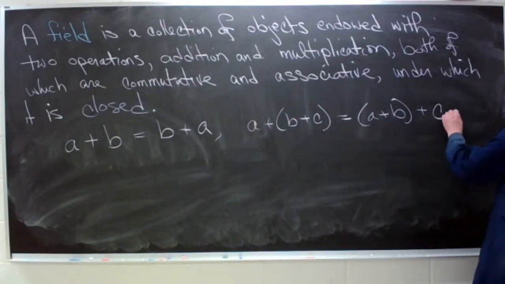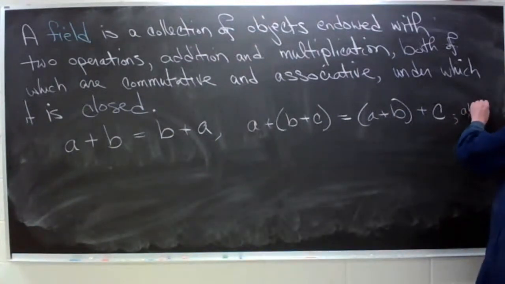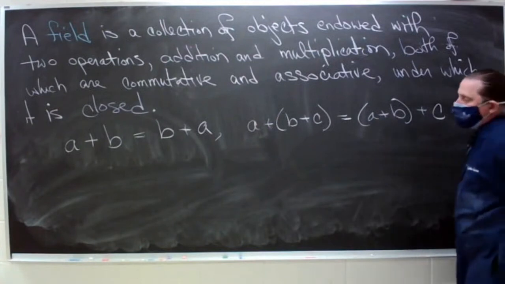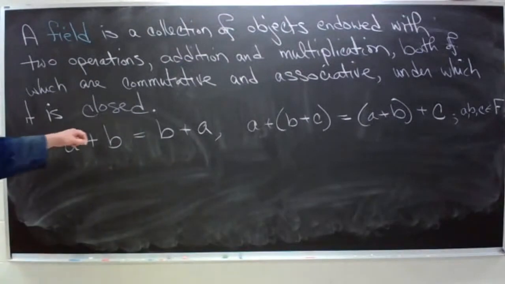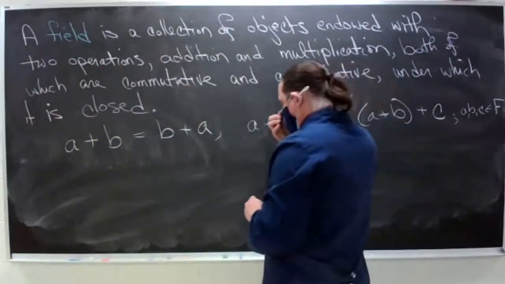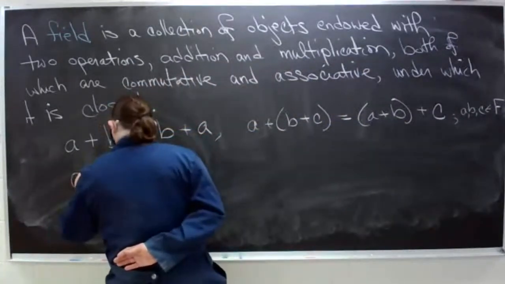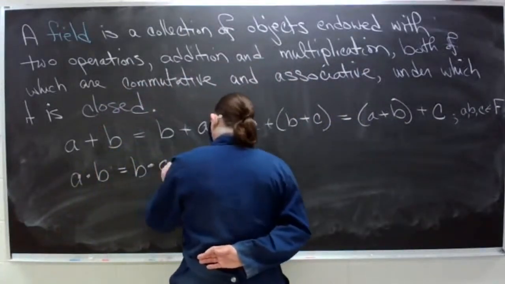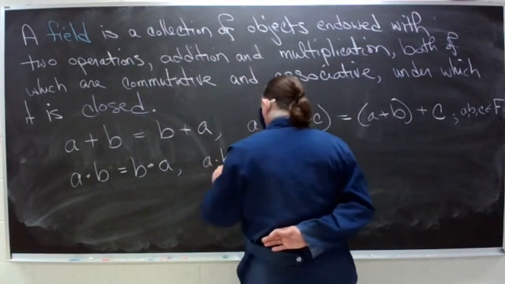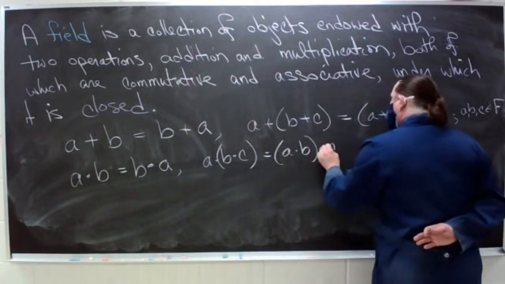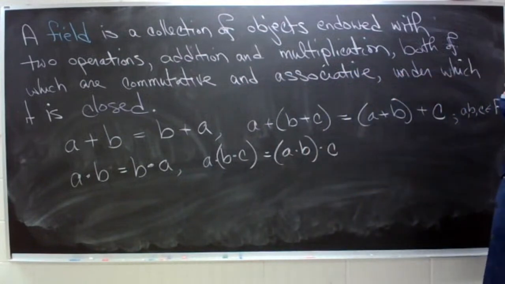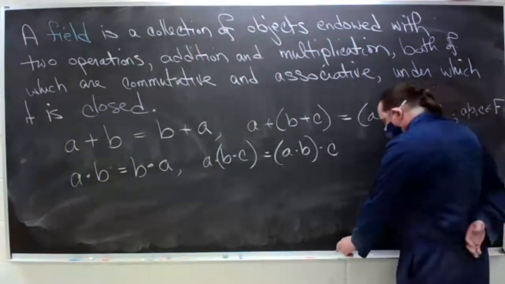Okay? So I'm going to let A, B, and C be arbitrary elements of the field. And this is what we mean by addition is commutative and associative. Same thing with multiplication. All right, commutative and associative.